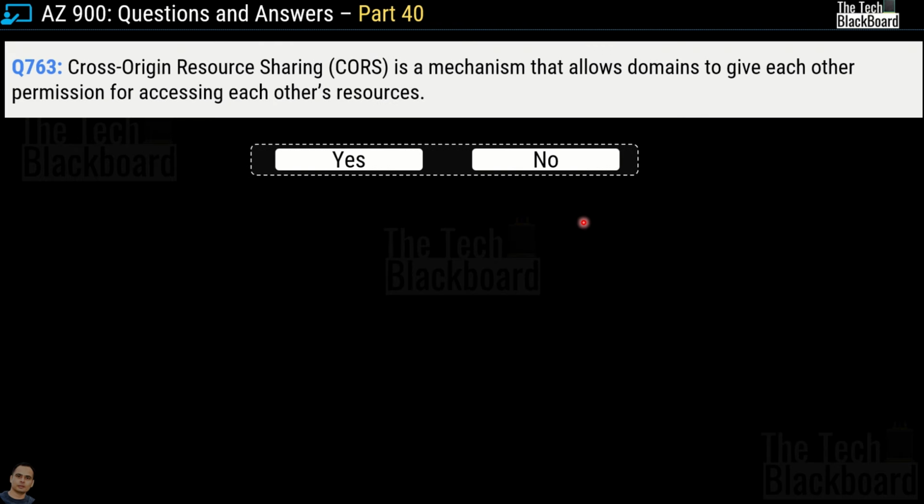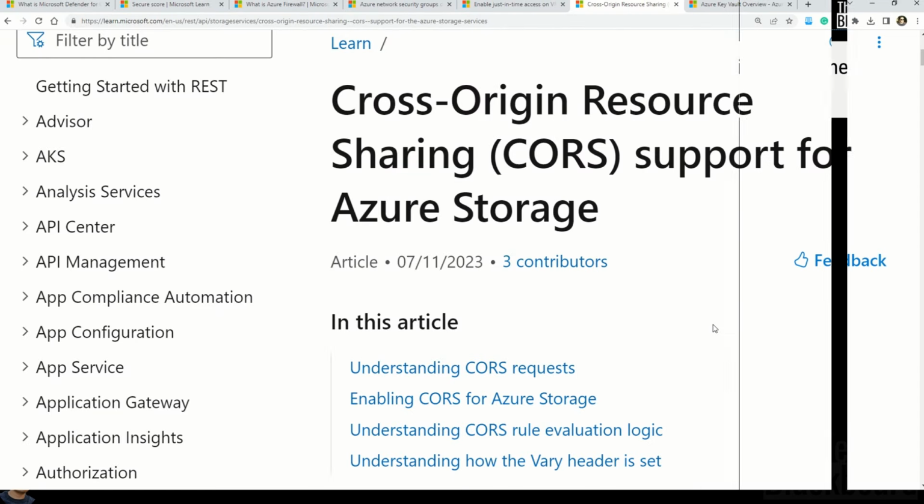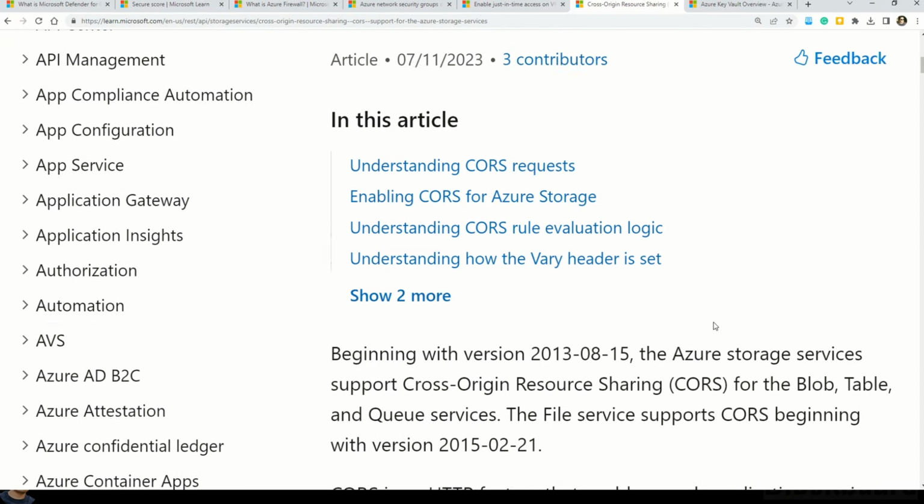Moving on with question number 763, once again, very latest question. It says that cross-origin resource sharing or CORS is a mechanism that allows domains to give each other permission for accessing each other's resources. And you have to tell whether it's a correct statement or an incorrect one. And definitely this is a correct statement. That's why yes is the correct answer. And I'm sure you're already looking forward to the documentation.